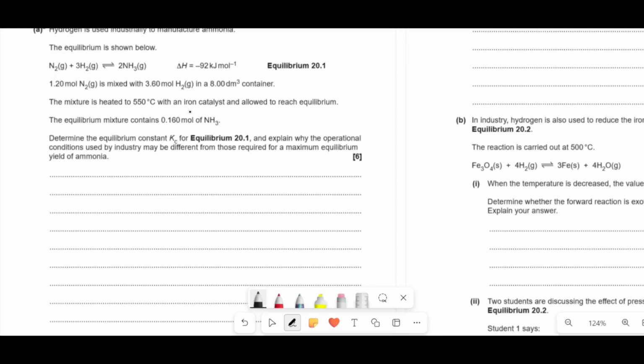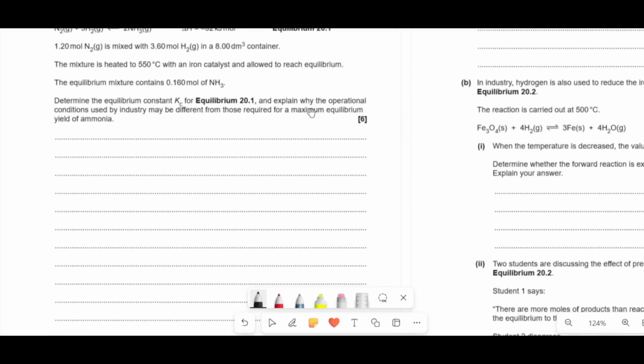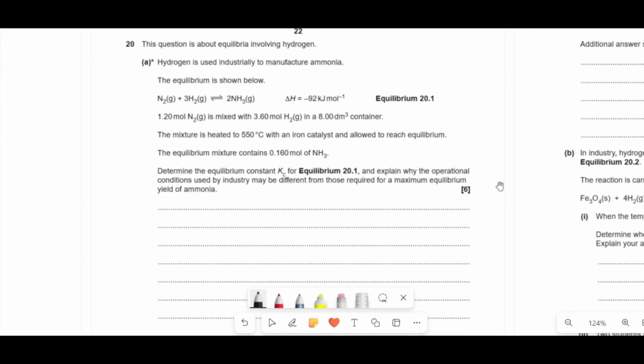The mixture is heated with an iron catalyst and allowed to reach equilibrium, and then this says what it has. So it says determine Kc and explain what operational conditions might be different to what they do in the industry, what the actual yield would be. So let's do the first part to figure out Kc. So Kc is going to equal, what are we dealing with here? So we're dealing with concentrations. I know they're gaseous, but they're giving you moles and decimeters cubed.